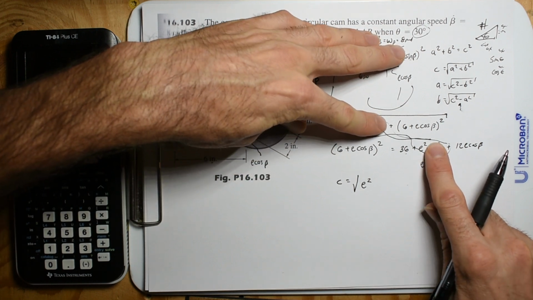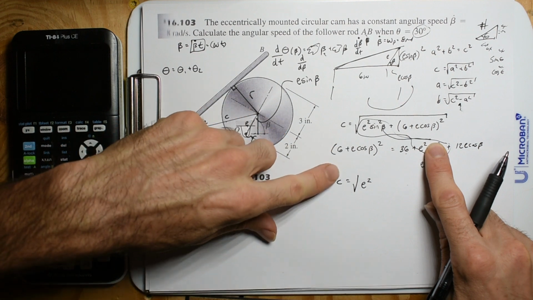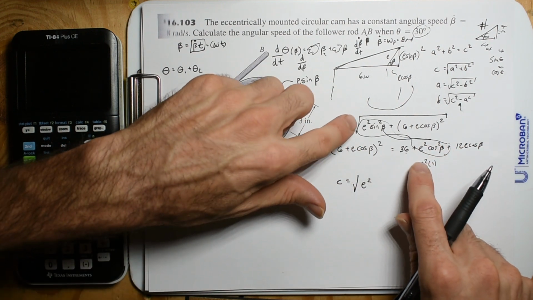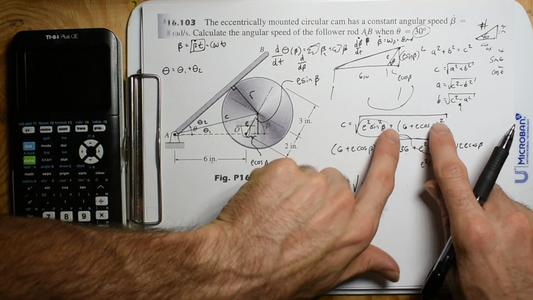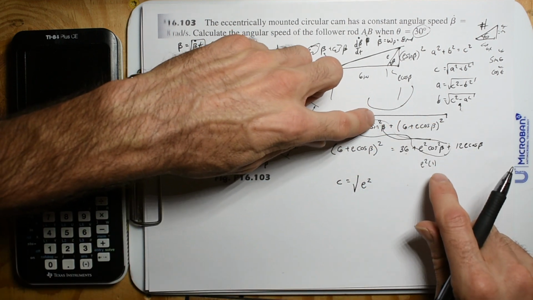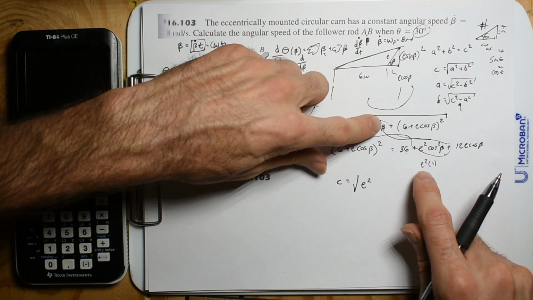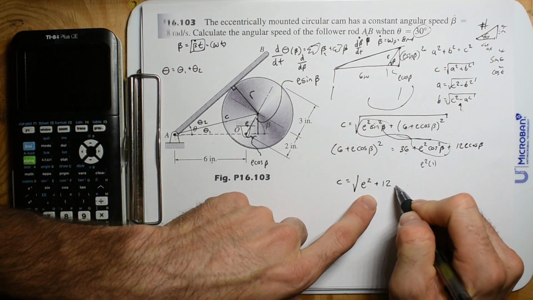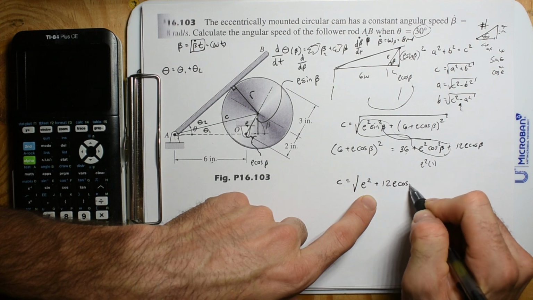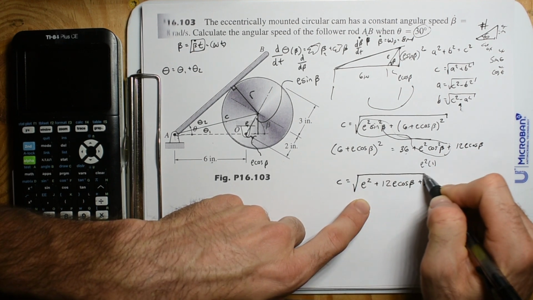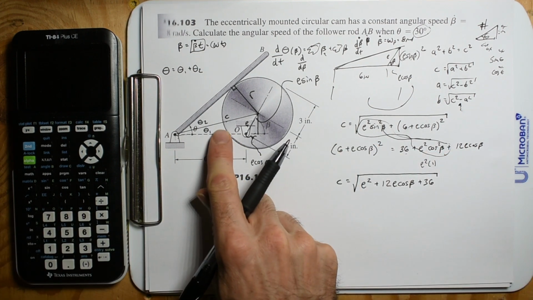So a portion of this is going to add to this to get e squared times 1. Cool. And then we just have these two remaining terms. So we have plus 12e cosine beta plus 36. Okay, hell yeah. So that's going to be the hypotenuse.